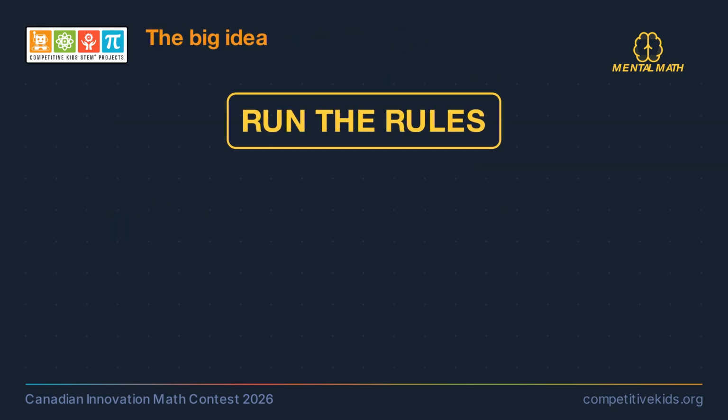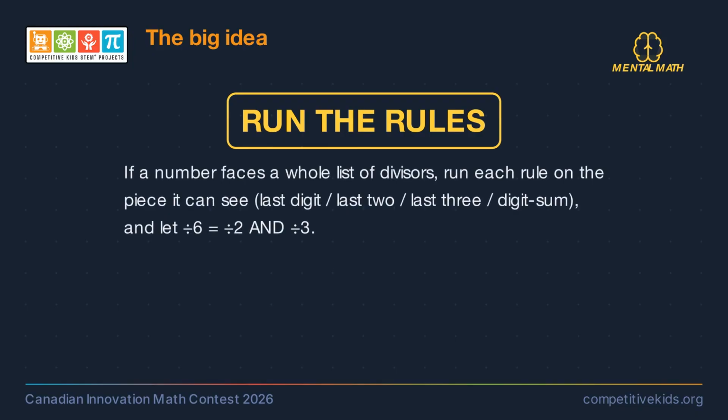This is the run the rules idea. If a number faces a whole list of divisors, run each rule on the piece it can see. Last digit, last 2, last 3, or the digit sum. And let 6 be 2 and 3 together.